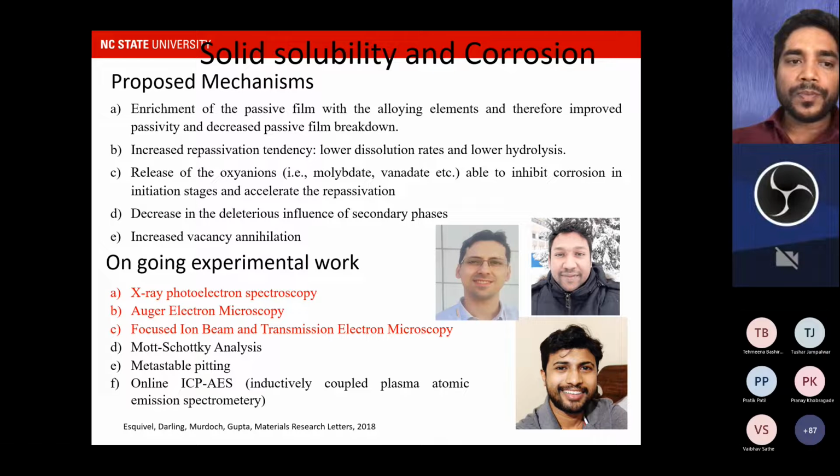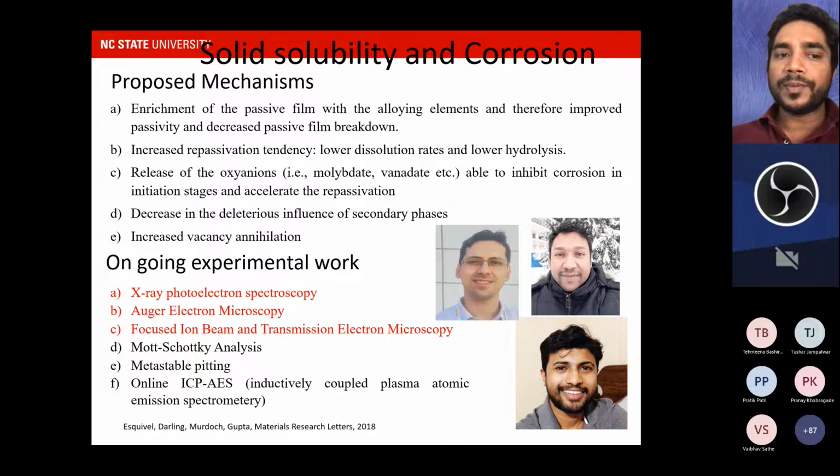One of the proposed mechanisms was enrichment of the passive film with the alloying elements. Say, for example, I'm taking aluminum chromium and aluminum vanadium. What could happen is that the passive film, the surface film which is forming, rather than being aluminum oxide, could be, say, vanadium oxide or chromium oxide. So that's one possibility we have.